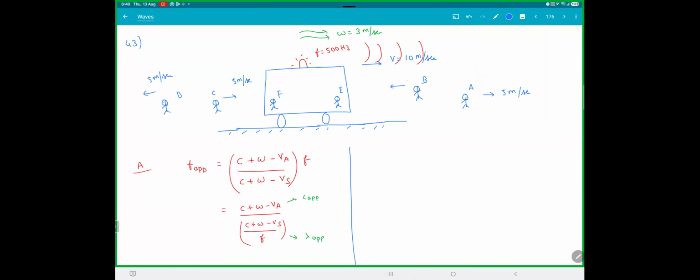So B guy is coming this way. So F apparent for B, the sound is going from left to right. Wind is also going left to right, plus W. Observer is trying to go towards, so VB. Source is also coming towards, C plus W minus VS into F. Yeah, same story. You got the answer. Now, can you try for C, D, E, F? I'll give you a minute. Bring that F down, you'll get C apparent.